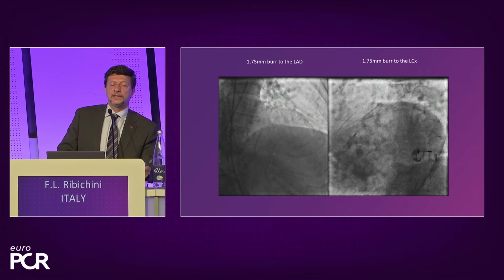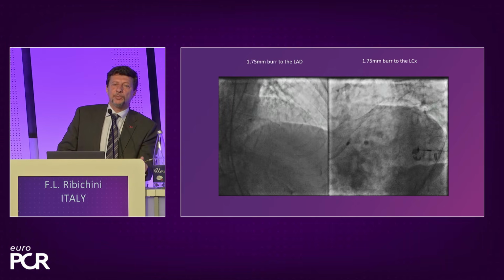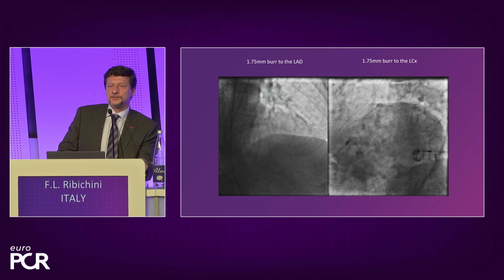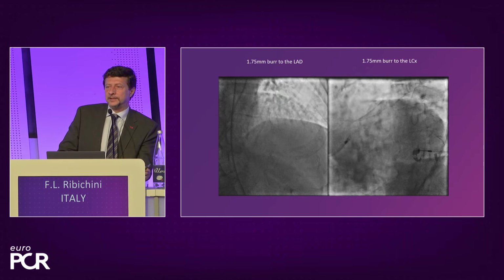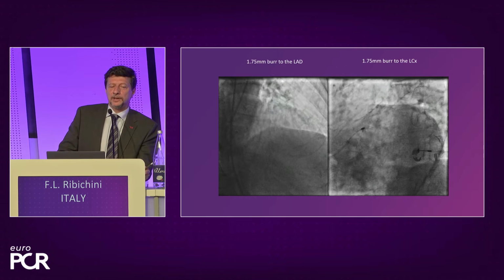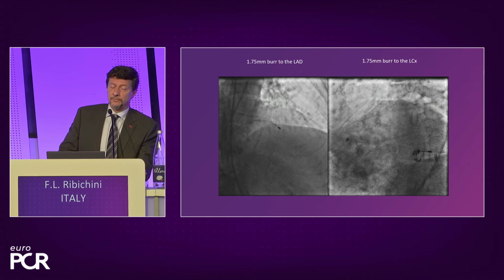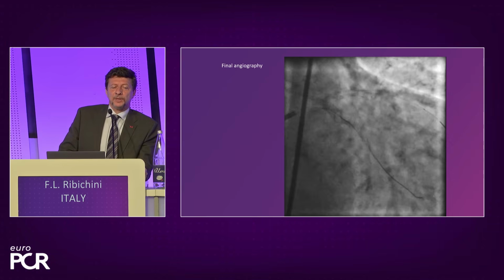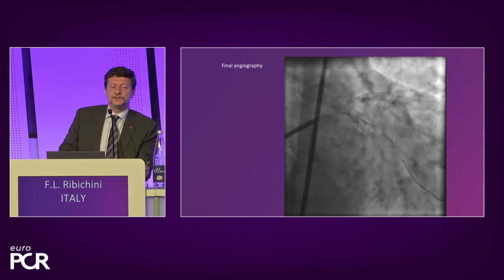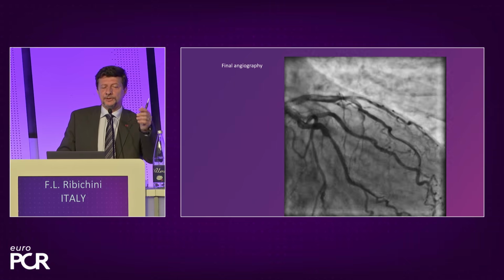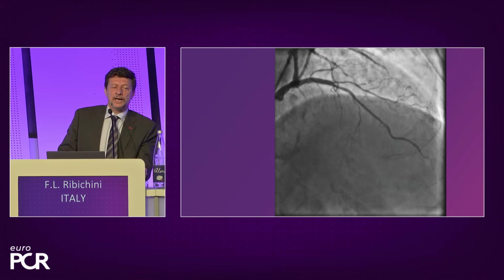Put 1 wire on the LAD and then remove it, put the wire on the circumflex. Some operators say that you can put 2 wires in large vessels like this, but sincerely, I don't recommend that. It takes a while and you change your wire, and you avoid the twisting of the wires with the rotablator, which can be a very severe complication. So rotablation is one of my favorites to prepare this vessel, and then this is the final angiogram after culotte stenting, POT and post-dilatation. And let's have a look at the IVUS.